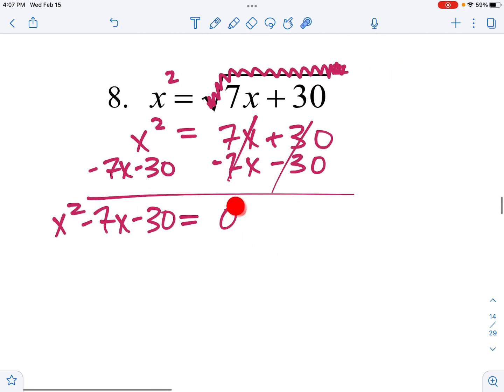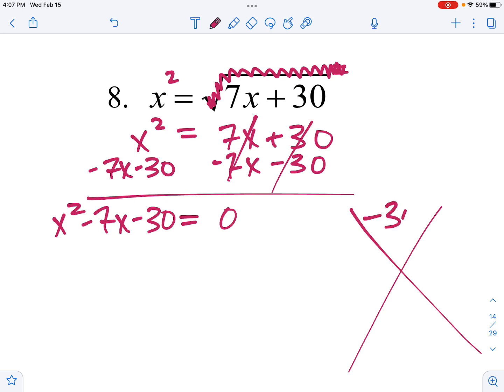And now that I have this 0, I'm allowed to do this, right? Got negative 30 on top and negative 7 on the bottom. Thinking what times what is 30? 15 and 2? That doesn't make 7. 10 and 3? Yes. 10 and 3. But in order to make negative 7, that means the 10's got to be negative.